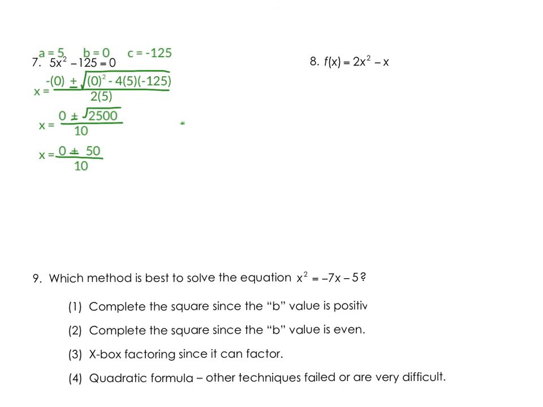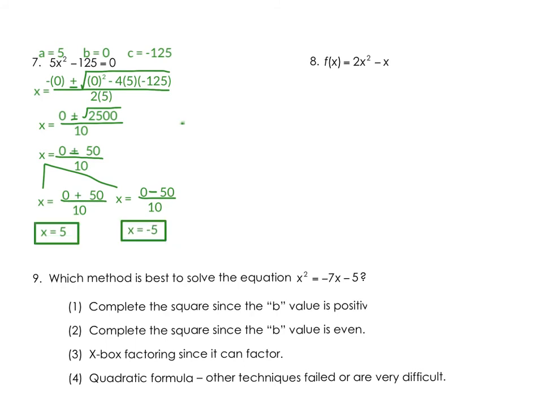This breaks into two answers. So my first answer is 0 plus 50, which is 50, divided by 10 ends up giving me 5. And then on the other side here, I have 0 minus 50, so that's just going to give me a negative 50, and then divided by 10 is going to give me x equals negative 5. So those are my two answers, and you can just box them or together over here for the short answer before we go over some multiple choice.